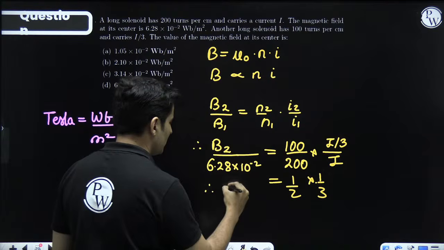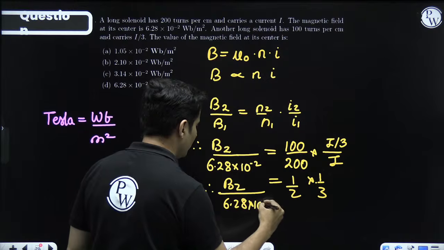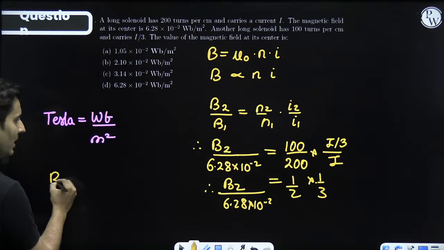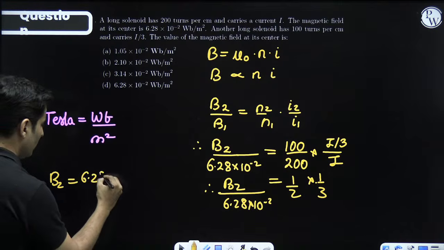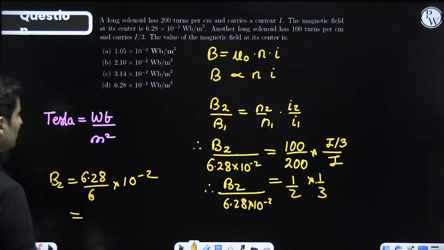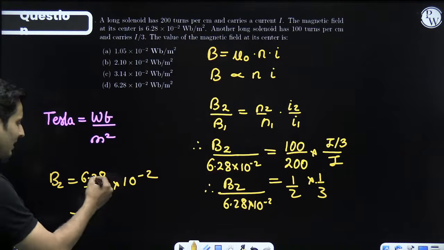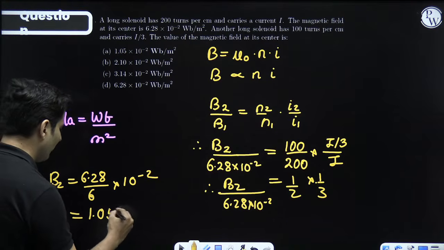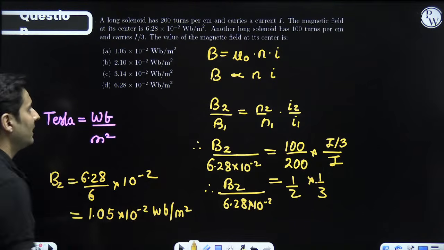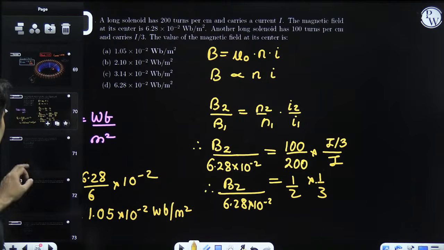And this will be just B2. And this will be 6.28 into 10 to the power minus 2. So just shift it on the top and you will get the answer. B2 will be 6.28, 2 3s are 6, into 10 to the power minus 2. So this will be 1.05 into 10 to the power minus 2, because this will be approximately 1. So 1.05 into 10 to the power minus 2 Weber per meter square, which is also a Tesla. Perfect. So just based on simple formulas.